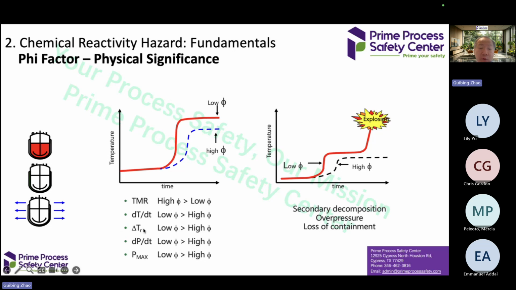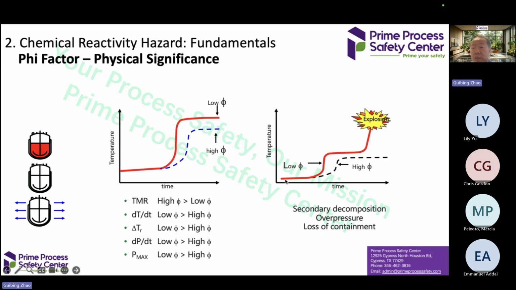For adiabatic temperature rise, a low phi reactor will probably show a larger delta T, temperature rise, than a high phi factor. And dP/dt and P maximum follow the same trend. So in the lab, with a high phi factor, since a large part of the energy is absorbed by the reactor itself, as time goes on and the reaction happens, you barely see much temperature rise, because much of the energy goes into the reactor itself.